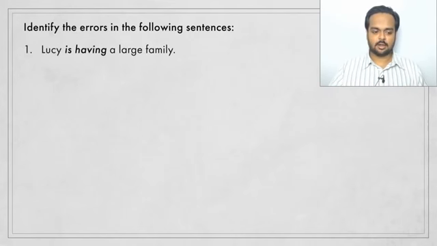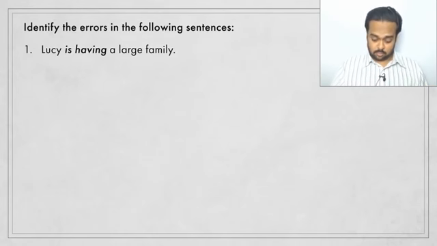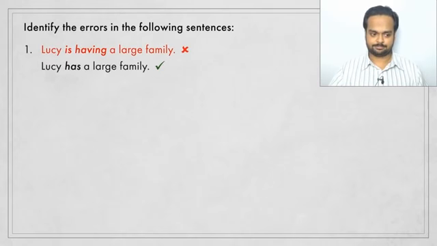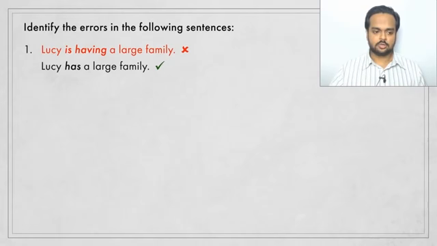Lucy is having a large family. Okay or not okay? Well, this is not okay. Why? Can you tell me why this is not okay? Well, it's because have expresses a relationship here. So we're not talking about Lucy doing any continuous action. Lucy is having a large family. Is she doing any action? No, it just expresses a situation. So Lucy has a large family.